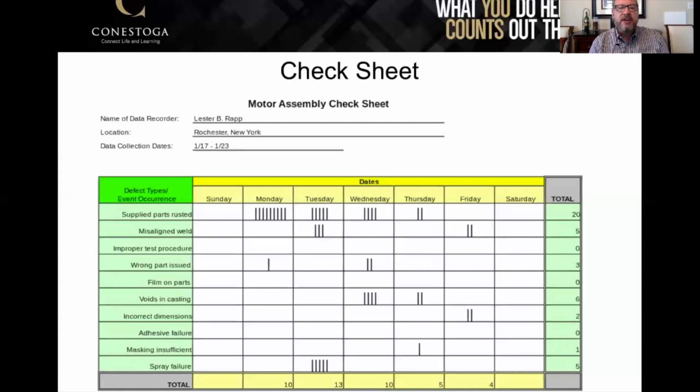So just quickly looking at this, there are a variety of issues that they see. The biggest single issue they see is rust on some of the parts. So I can quickly tell without having to use a Pareto that that's going to be one of the biggest things to deal with. If you have all kinds of inputs and multiple sheets from multiple people over a variety of periods of time, it can be difficult to see those patterns, and that's when something like a Pareto becomes very powerful.